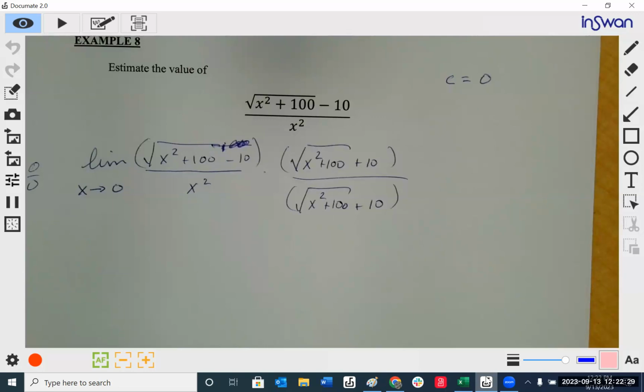So 1 over the square root of x squared plus 100 plus 10. Okay. What'd you get then? Work it out. X plus 20. No.